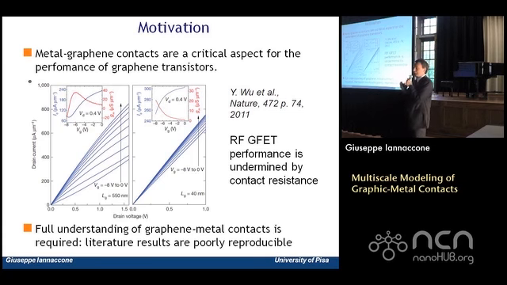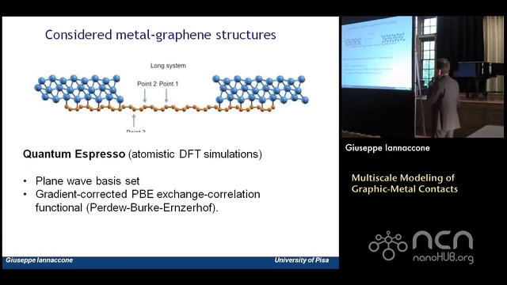We also need to fully understand what happens in metal graphene contacts, also because we cannot rely that much on experiments. Results in the literature are very much scattered over various factors in terms of obtained results, also because some relevant factors are not fully controlled in experiments. So what do we do about it?